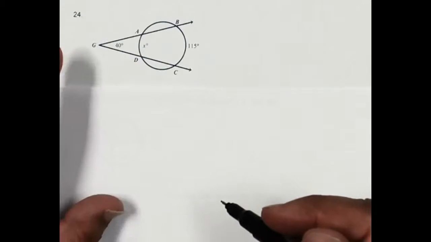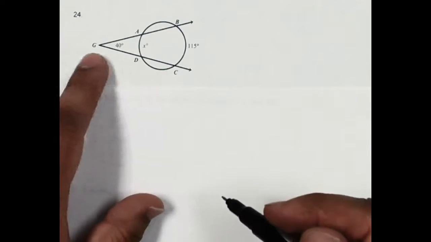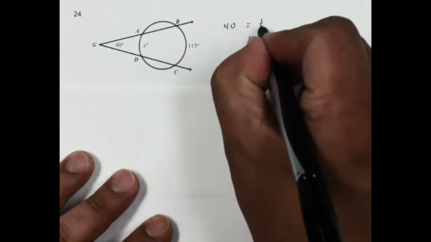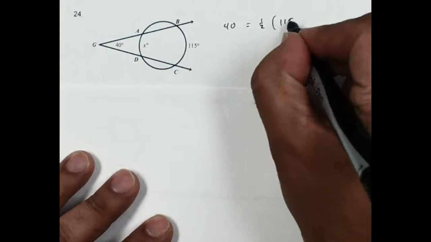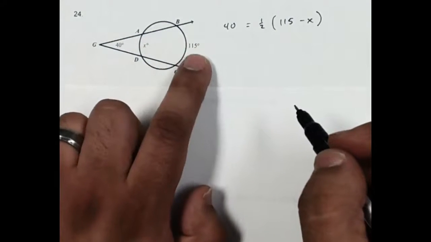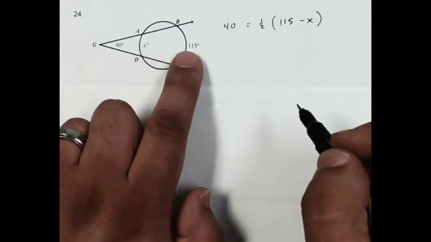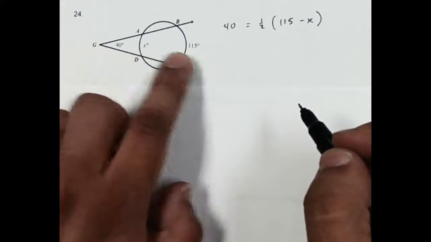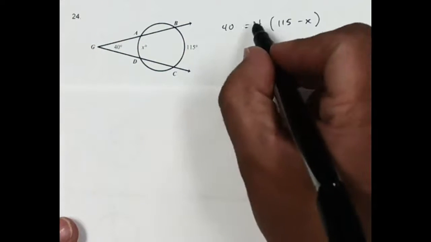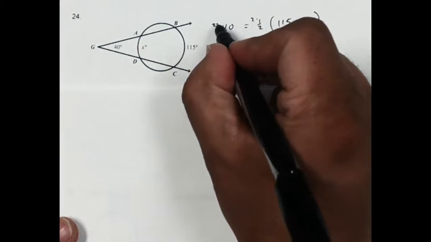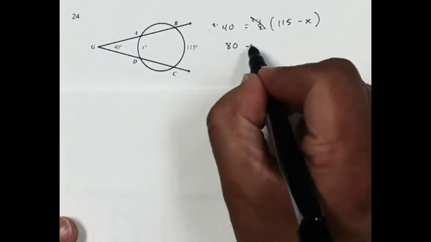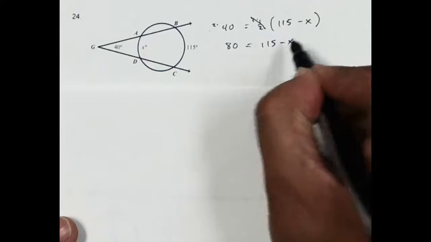Okay, now for number 24, it's the same idea because I have this external angle. So I know that 40 is equal to 1/2 of 115 minus x. And again, I'm using the 115 first in this case because the 115 is kind of furthest away from the angle that I'm looking at. So again, I want to multiply everything by 2 so I can get rid of the fraction. Those cancel. 2 times 40 is 80, is equal to 115 minus x.